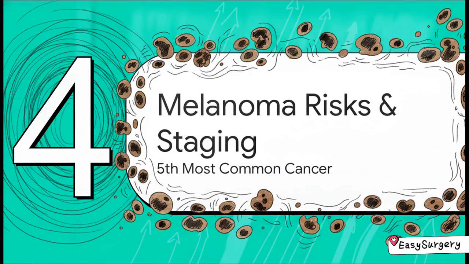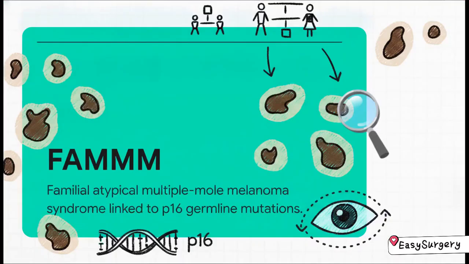All right, Section 4, our deep dive, melanoma risks and staging. This happens to be the 5th most common cancer. Let's build out our understanding of genetic risk by explicitly defining FAMMM syndrome. That's familial atypical multiple mole melanoma. This diagnosis requires a history of melanoma in a first or second degree relative, having over 50 nevi, and a very specific histology. Interestingly, about 40% of these families actually carry P16 germline mutations. And here is a massive clinical pearl. These patients require regular eye exams because their risk for ocular melanoma is drastically increased. Do not miss that detail.